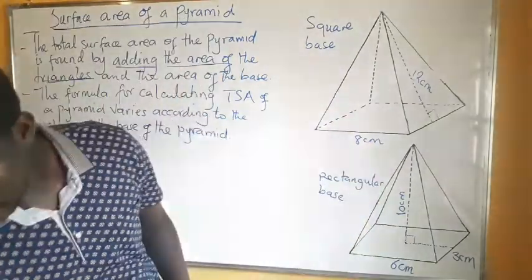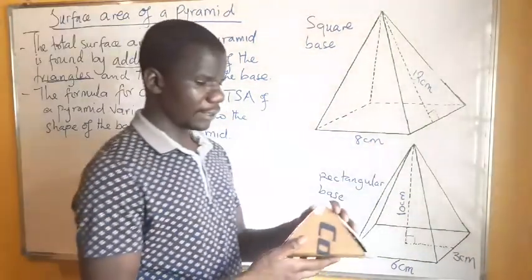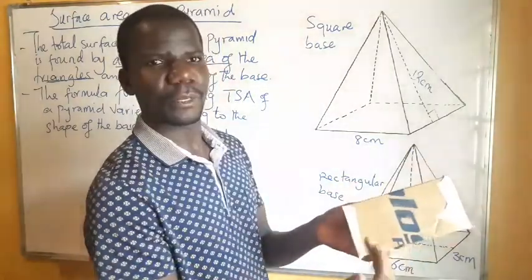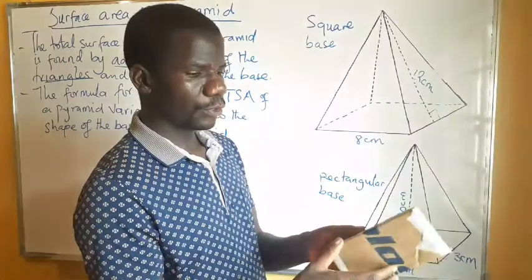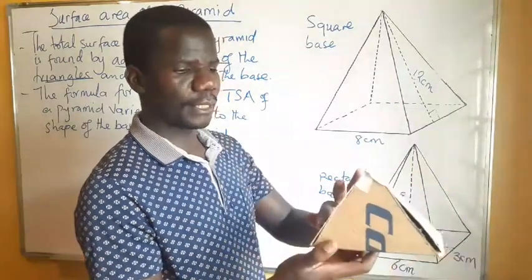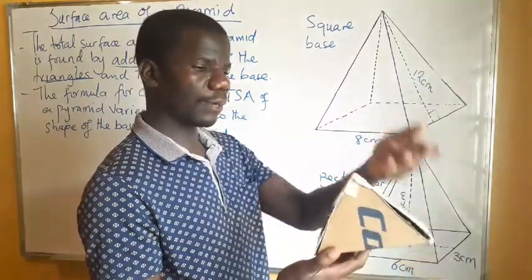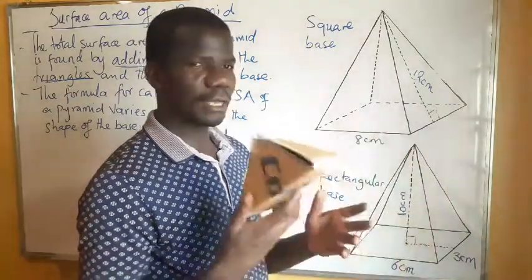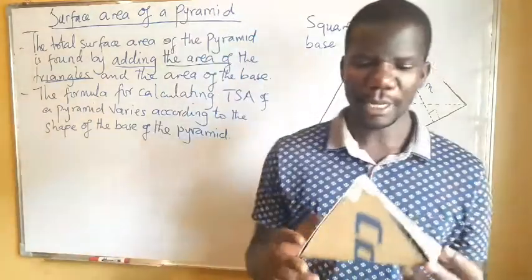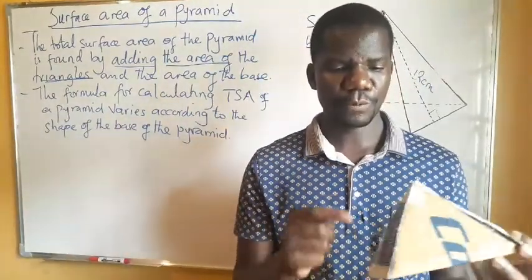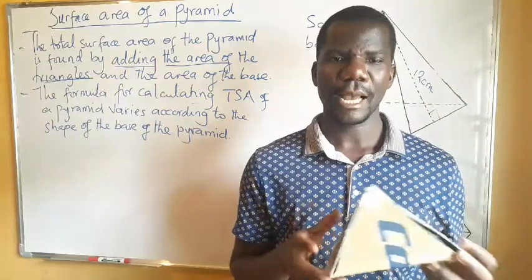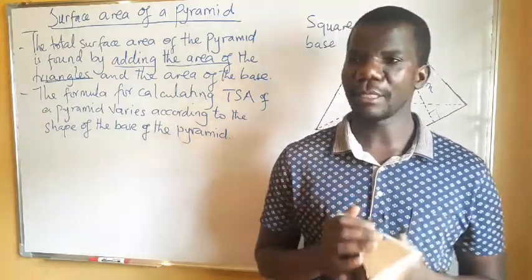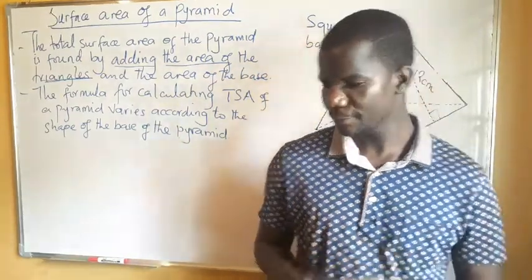The second one, although it's smaller, is rectangular, where the base is a rectangle. So it's a pyramid also. We've got how many triangles? 4 triangles. So what we are supposed to do to find the total surface area of this pyramid, we are supposed to find the areas of all these 4 triangles and the base, which is a rectangle. Then we add together. That is going to give us the total surface area of this pyramid.